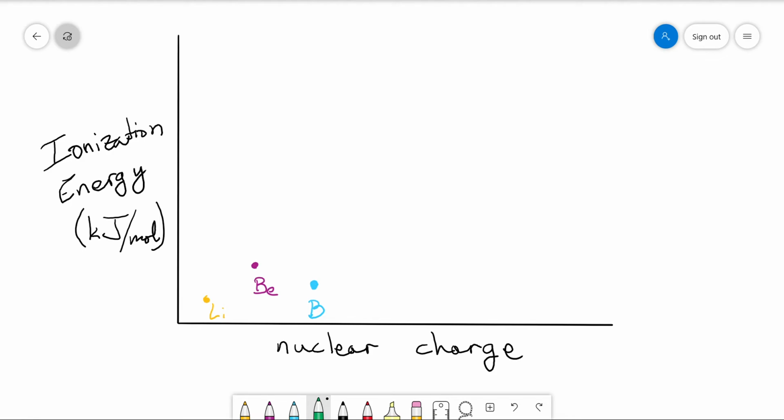And then as we go, carbon again goes up. And then nitrogen again continues that straight line trend like we would expect. But then we come to oxygen and it dips back down. And then the rest of them, fluorine and then neon, are what we would expect.